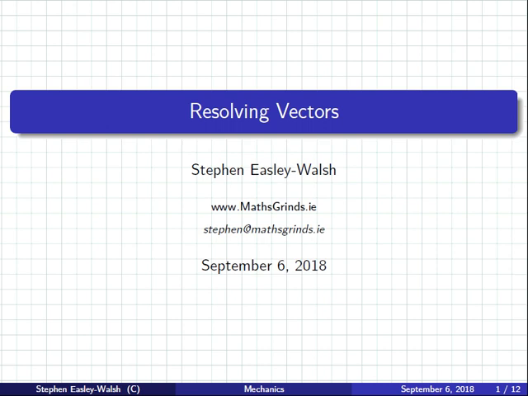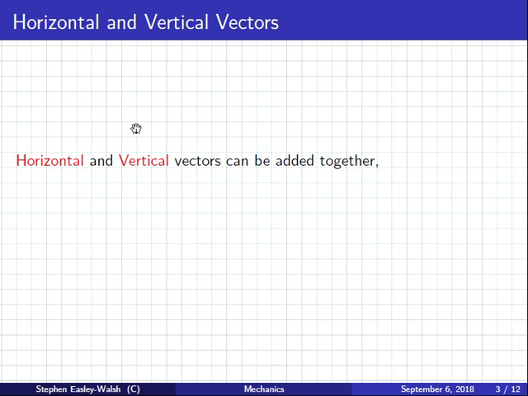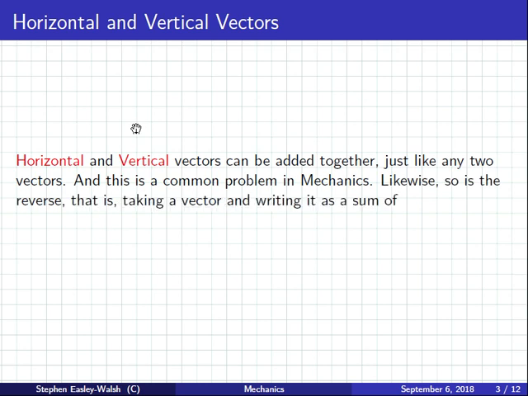Okay, so resolving vectors now. Do you know these words, horizontal and vertical? Which one is horizontal, this or this? Yes, and vertical is like this. Good. So horizontal and vertical vectors can be added together, just like any two. And this is common in mechanics. And so is the reverse. So that's taking a vector and writing it as the sum of a horizontal and vertical.